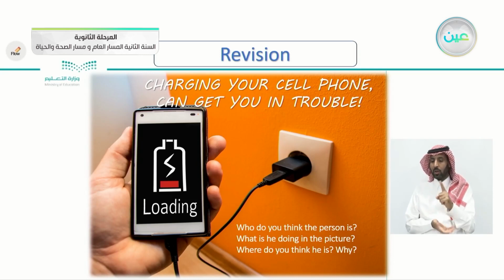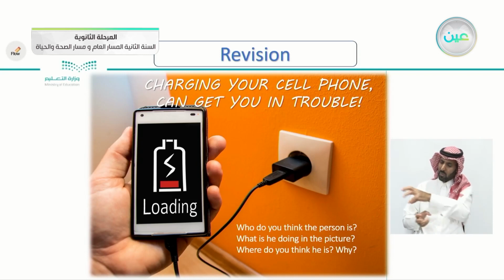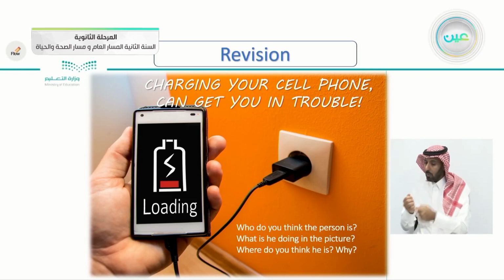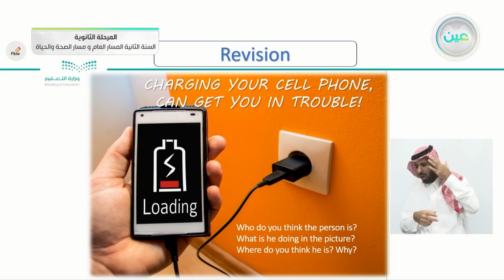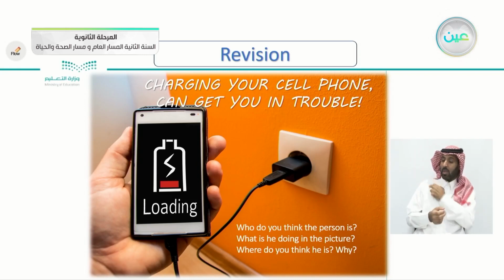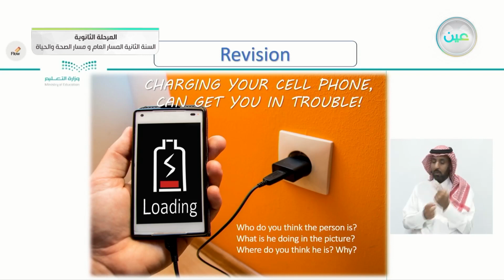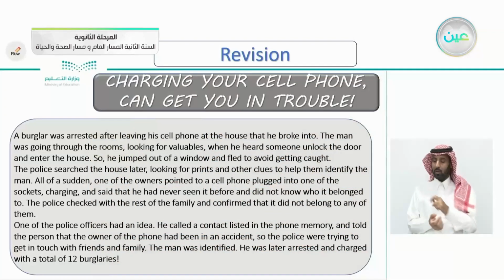Of course, we read the article about the burglar who broke into a house, and then when he heard someone getting inside, he immediately jumped out of the window, forgetting his phone charging. Then the police found the phone and called one of his contacts and made up a story that he was in an accident. Then they got the whole information about him. Then they arrested him and charged him with the previous 12 burglaries. This is the article that I was talking about.